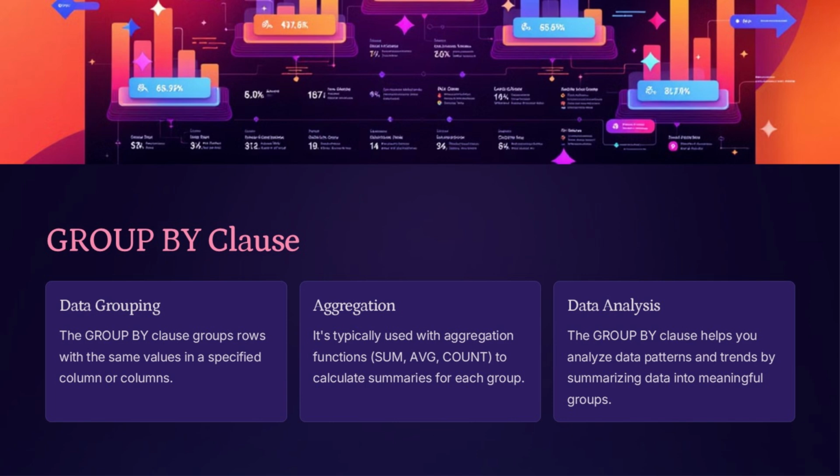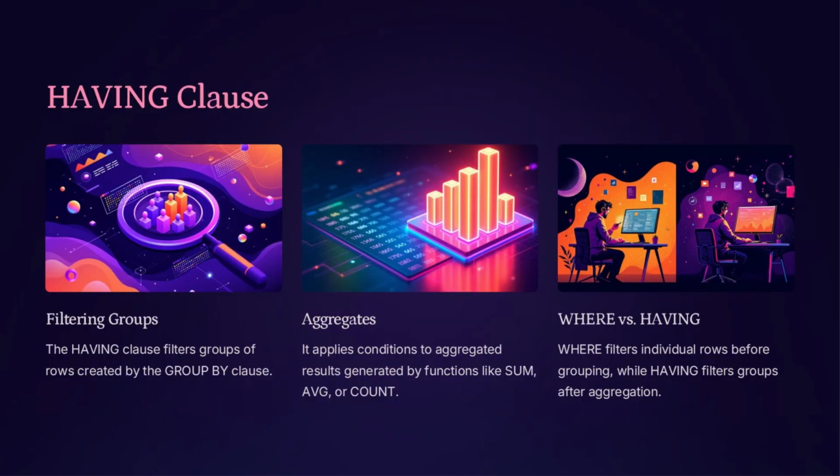Understanding how to effectively use the GROUP BY clause is an important skill for anyone working with relational databases and performing data analysis. The HAVING clause is used to filter groups of rows created by the GROUP BY clause. It allows you to apply conditions to the aggregated results generated by functions like SUM, AVG, or COUNT. The key difference between WHERE and HAVING is that WHERE filters individual rows before grouping, while HAVING filters the groups after aggregation. So, HAVING gives you the ability to refine your results based on the aggregated data, rather than just the individual rows.